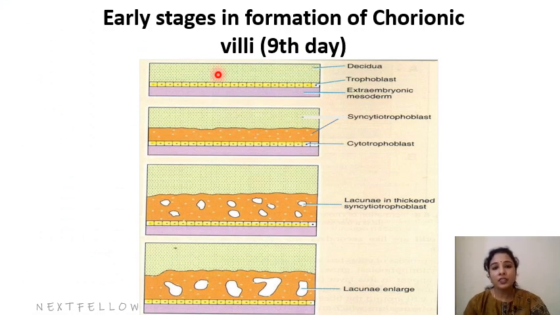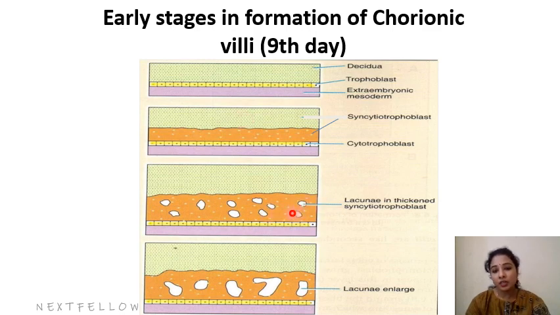So let us understand the early stages of chorionic villi. On the 9th day, this is a schematic image for us to understand how the chorionic villi start developing. So this is the decidua basalis, this is cytotrophoblast, and here is the extraembryonic mesoderm. Now there is an extra layer forming, which is the syncytiotrophoblast, derived from the cytotrophoblast, and this is the decidua basalis.